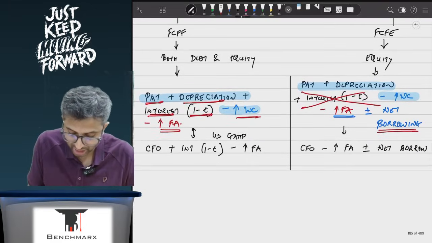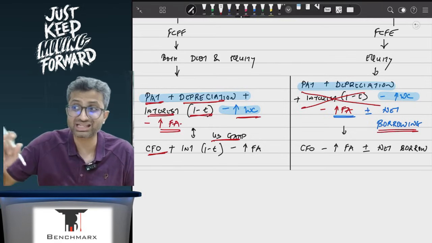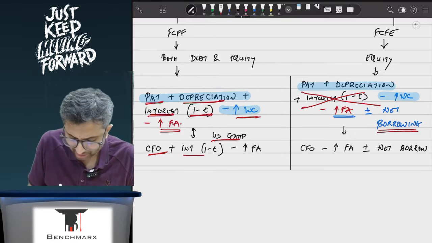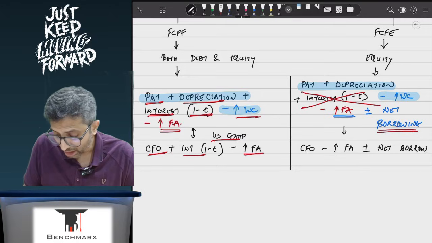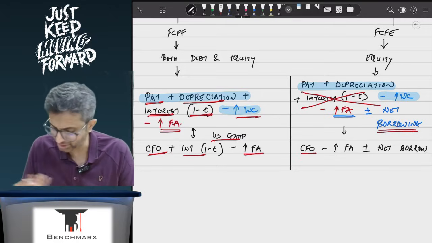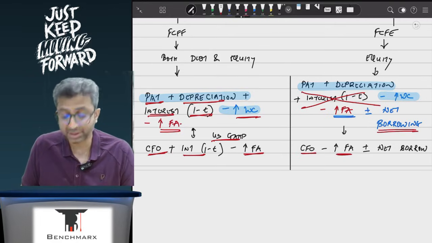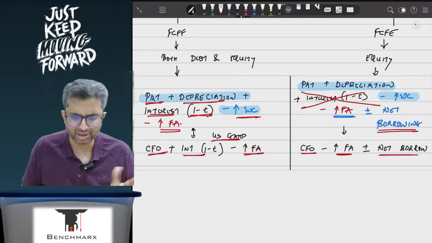Now over here under US GAAP, if I go to see CFO, the cash flow from operations is after interest. So you will not add back interest into (1 minus t); you only subtract the increase in fixed assets. Again for FCFE, CFO is after interest, it should be after interest, and hence you don't make any adjustment, minus fixed assets, but plus or minus the net borrowing, because the principal component of the loan has not been considered.